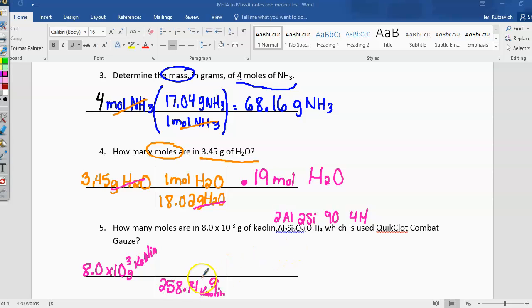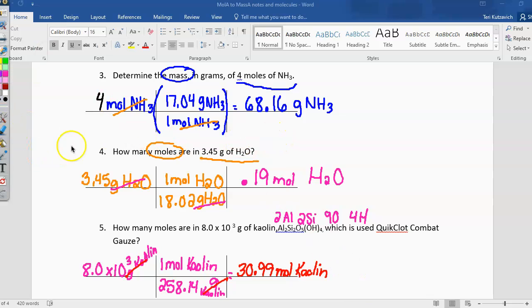When you add those up on the periodic table, you get 258.14. What goes on the opposite side of grams? 1 mole of kaolin. You can double check to make sure your units cancel and your grams cancel. You take the number out front, multiply by what's on top, divide by what's on bottom, and you get 30.99 moles of kaolin. Any questions on those ones?